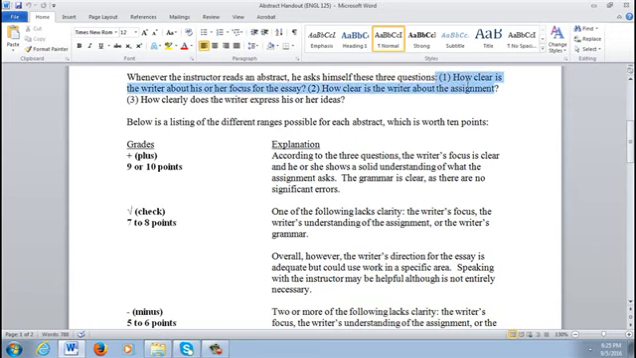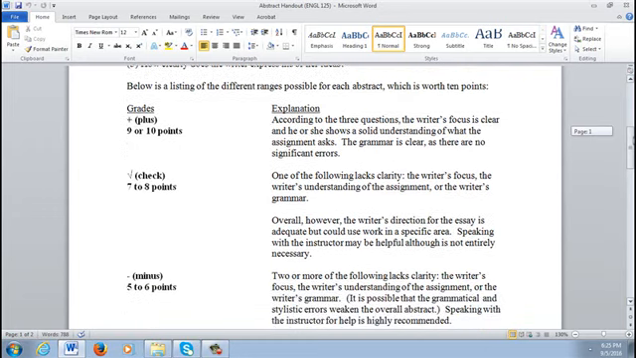Three main questions, or the three key questions, are: how clear is the writer about his or her focus for the essay? How clear is the writer about the assignment? And how clearly does the writer express his or her ideas? That third question is simply related to stylistic choices and grammar control. And so anyway, those are the three questions that assist in determining what grade the student would earn.